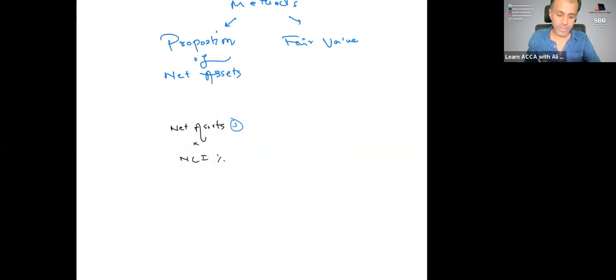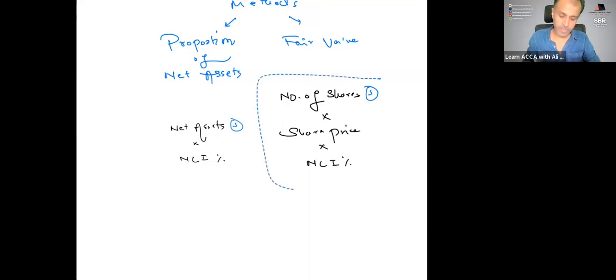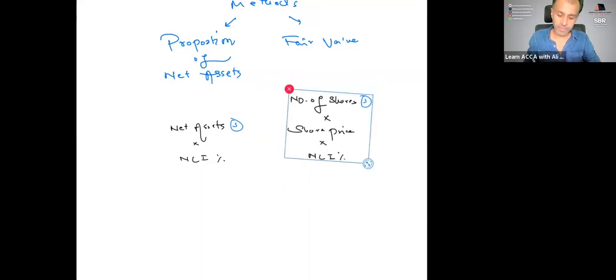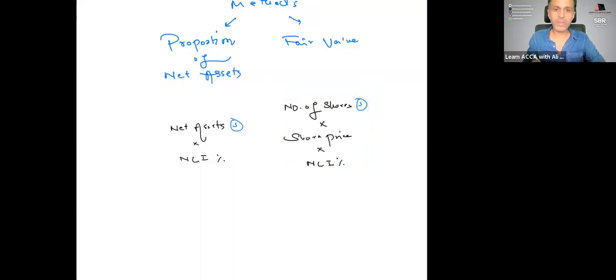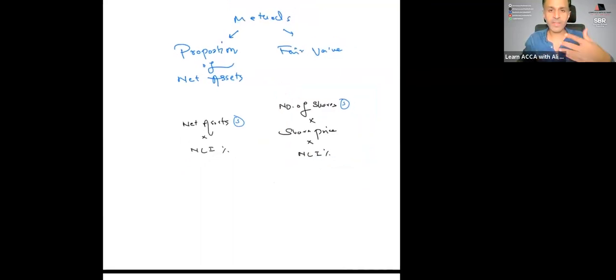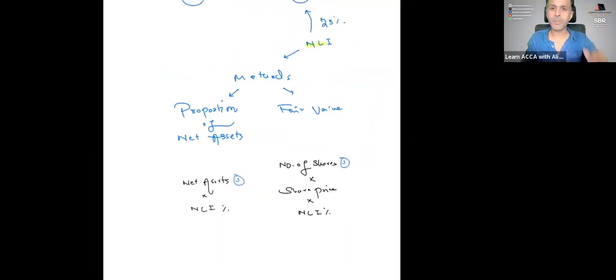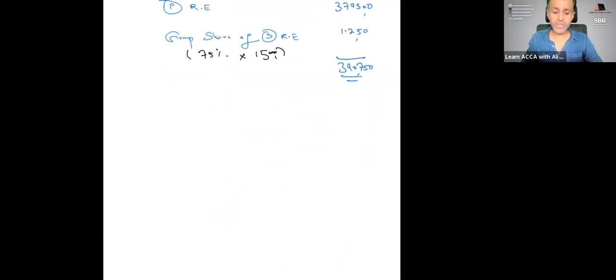Whereas the other one goes like this: it takes the number of shares, multiplied by the price of each share, and multiplied by the NCI's percentage. Both are testable, both explained in a very quick manner on this page. Let's go and apply it in the question that we are attempting.